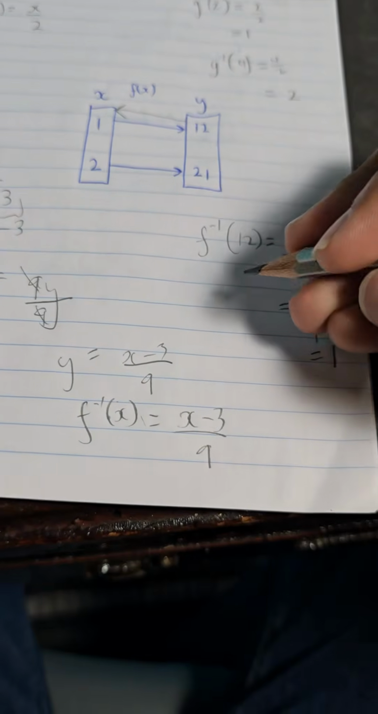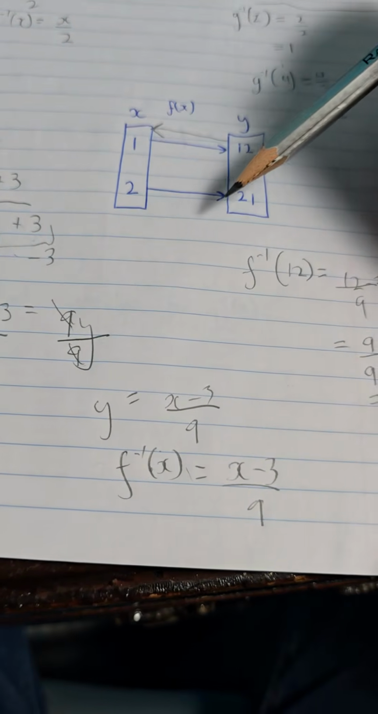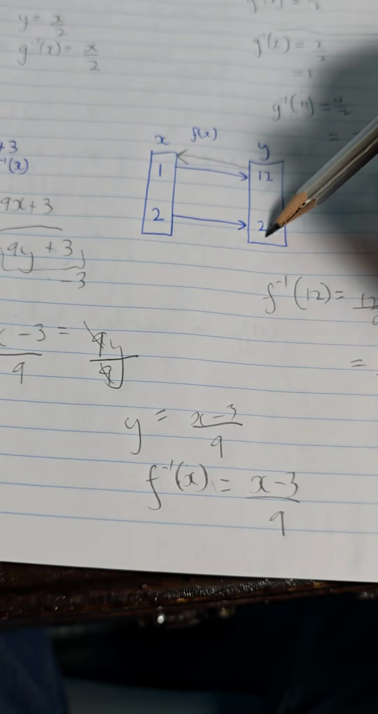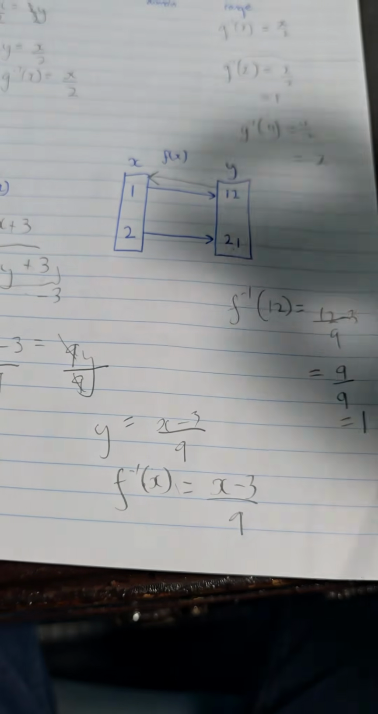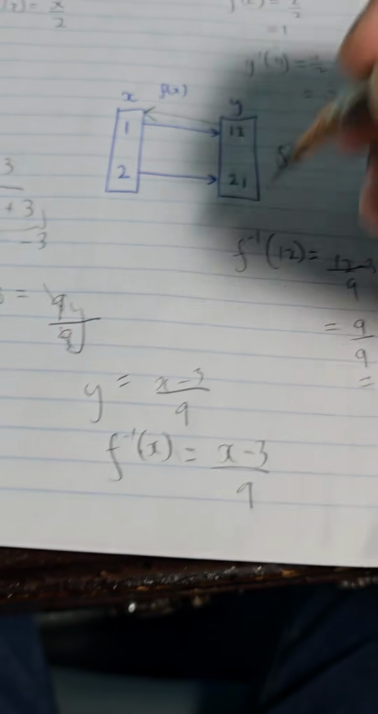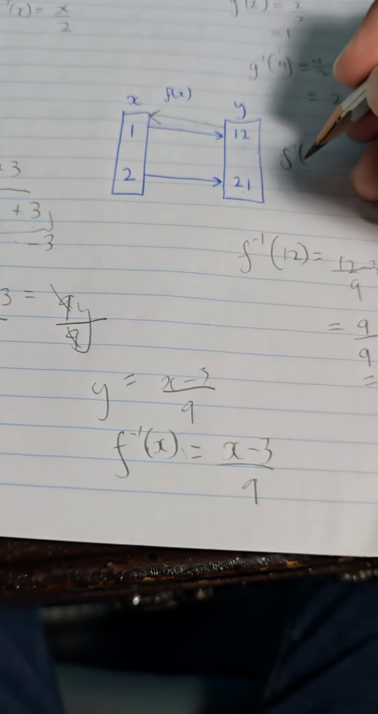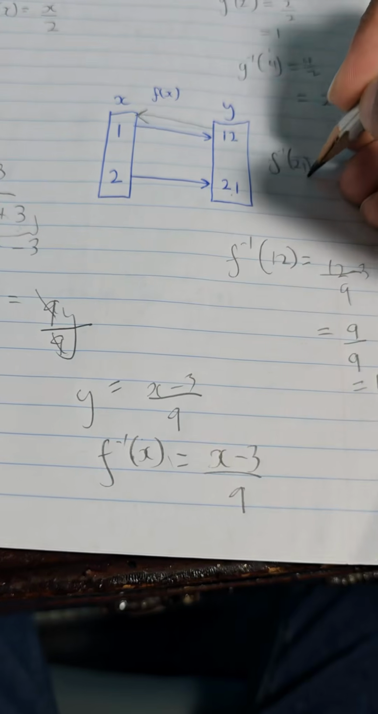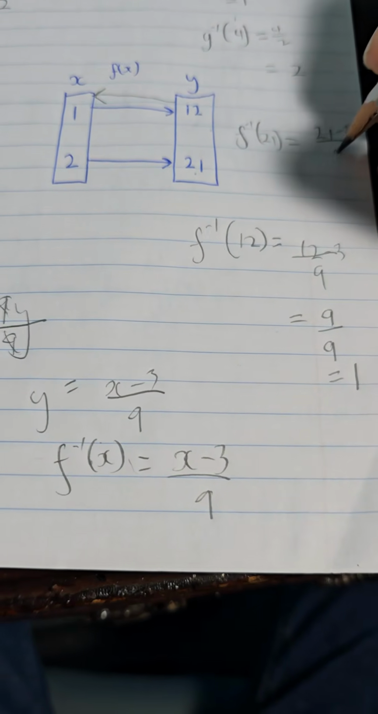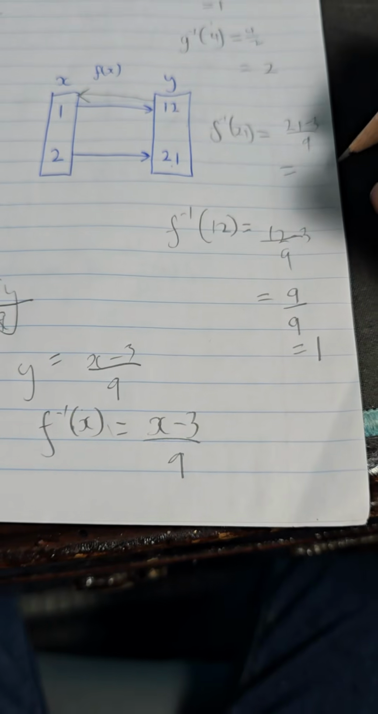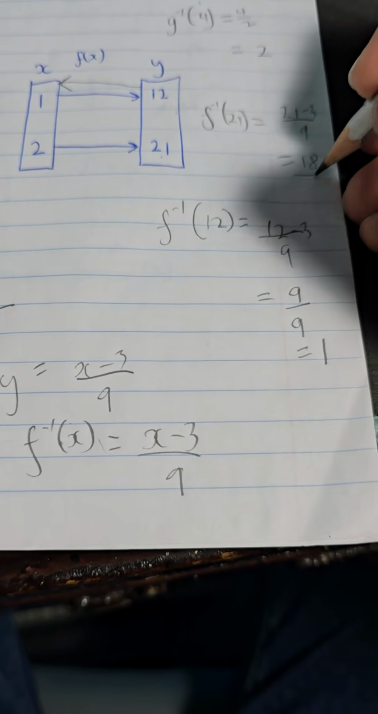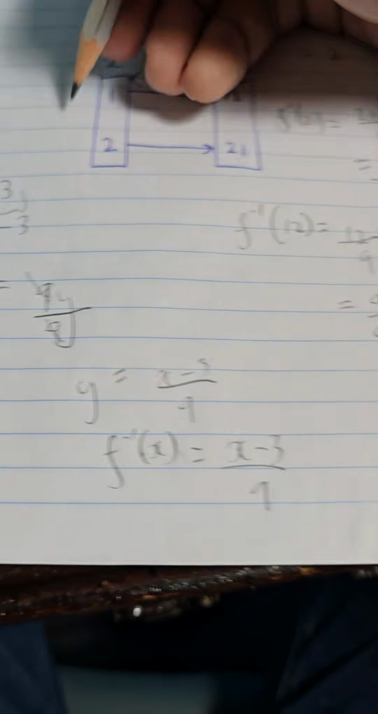Let's go. And I have another question for you. If I were to plug in 21 into the inverse function, what do you think I'll get? Well, I'll just get back 2. And if you don't believe me, let's do some quick proof. So again, the inverse function was x minus 3 over 9. And we are putting in 21 into that. So that's going to be 21 minus 3 over 9. 21 minus 3 is 18. So 18 over 9. 18 over 9 is 2.